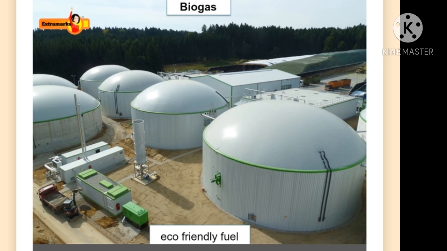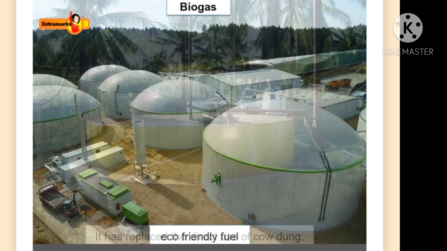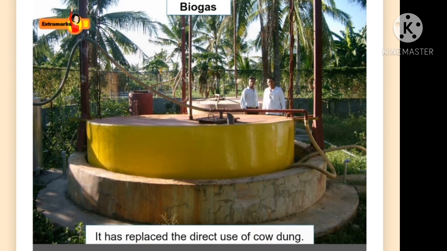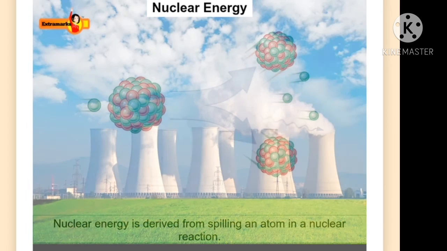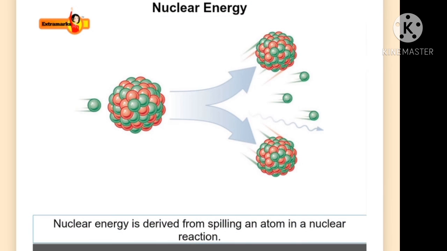Biogas is another eco-friendly fuel being used in rural settings. It has replaced the direct use of cow dung, which causes pollution. The last important source of energy is nuclear energy. Nuclear energy is derived from splitting an atom in a nuclear reaction.